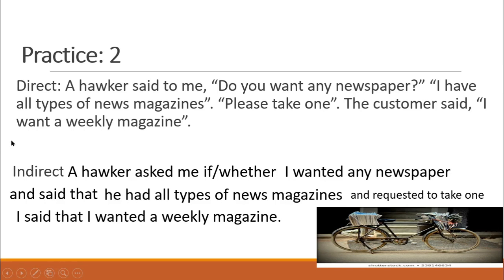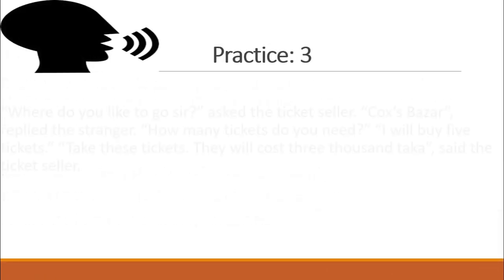You see, I want a weekly magazine. So I said that I wanted a weekly magazine. Here, I want a weekly magazine is in present indefinite tense. So this will backshift to past indefinite tense. I wanted a weekly magazine. Right. Let's move to practice number 3.